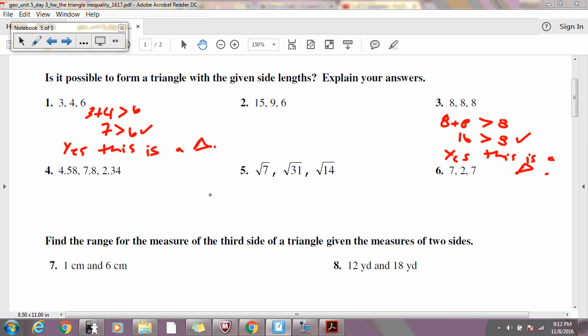Number 5 is going to be slightly tricky because you have to find the square root of those numbers. But the same concept still applies. Find the square root of the two smallest numbers and see if it's greater than the square root of the larger number. So it's the square root of 7 plus the square root of 14 greater than the square root of 31. So let's grab our calculator and test this out.